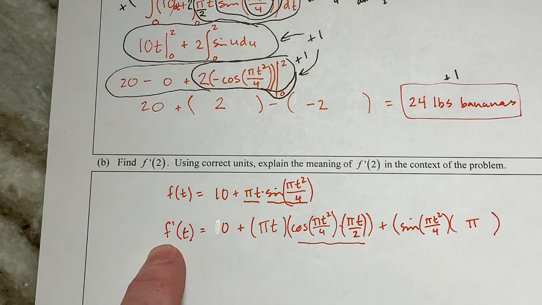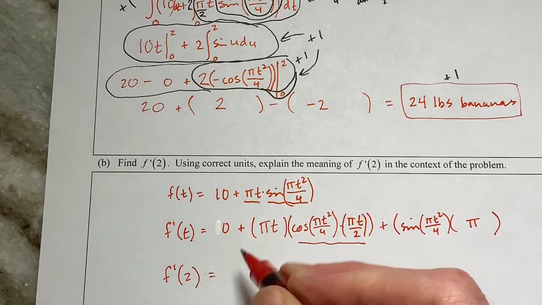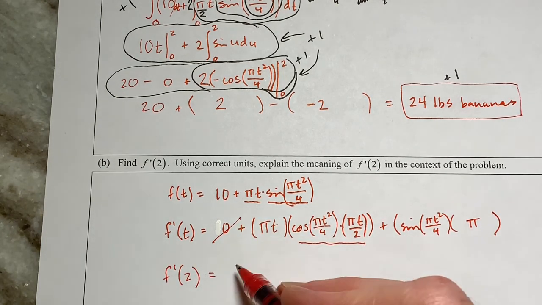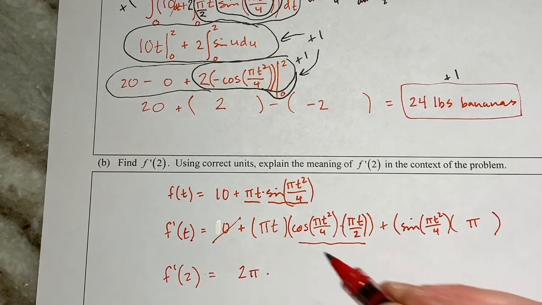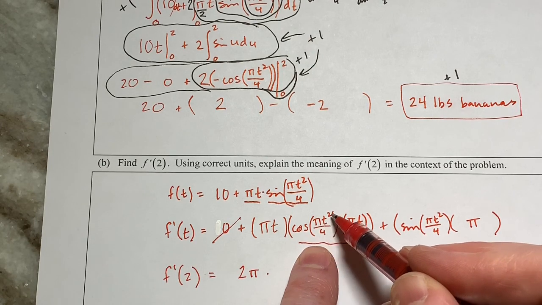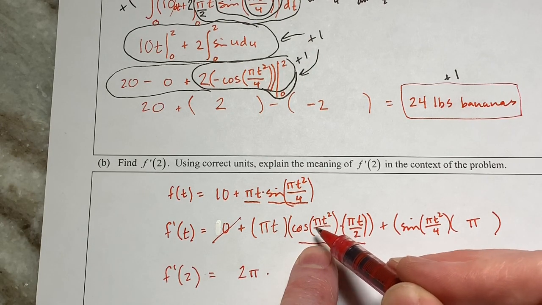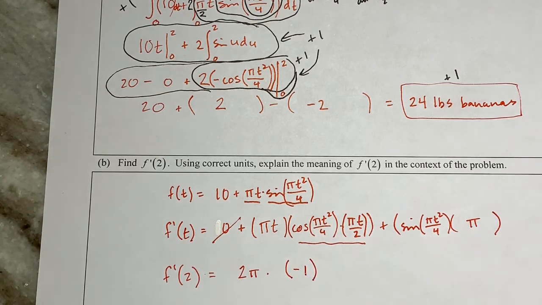So that's my derivative, but I want the derivative at 2. So 0 is irrelevant here. When I plug this in there, I get 2 pi. Okay, now I'm going to do the second part here. If I plug a 2 in there, I get 4 over 4, which is 1. So I'm taking the cosine of pi, and the cosine of pi is -1. If you don't know that, you ought to have a copy of your unit circle, and you should be looking at pi radians straight to the left in the unit circle and grabbing the x value.